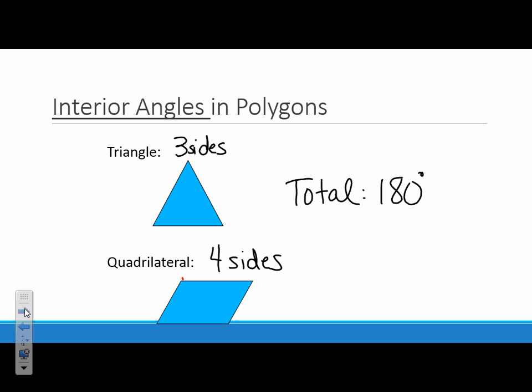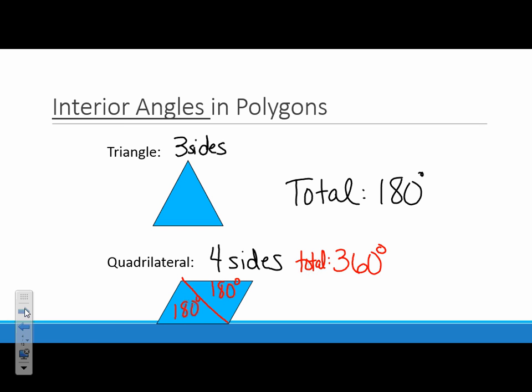So let's draw a diagonal through there. See that four-sided shape is now split into two triangles, and each of those triangles has 180 degrees. So I split a four-sided shape into two triangles, each one having 180 degrees at their vertices. So a four-sided shape will have a total of 360 degrees.